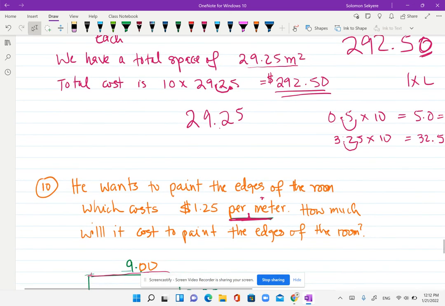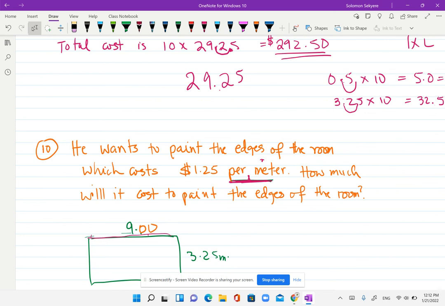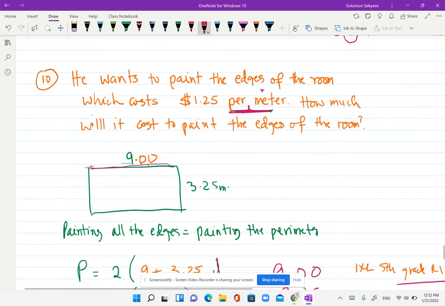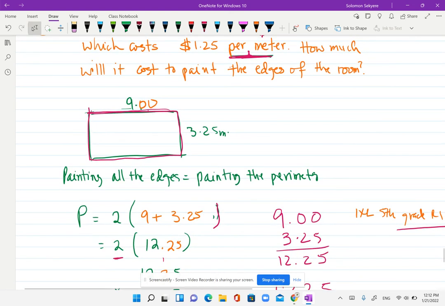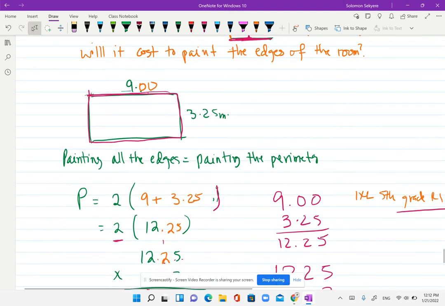Second part. Once you paint the edges, which costs $1.25 per meter, how much would it cost to paint the edges of the room? We're going to paint the edges of the room here, there, and then back. What does that tell you? We're painting the perimeter of it. How do we find perimeter?